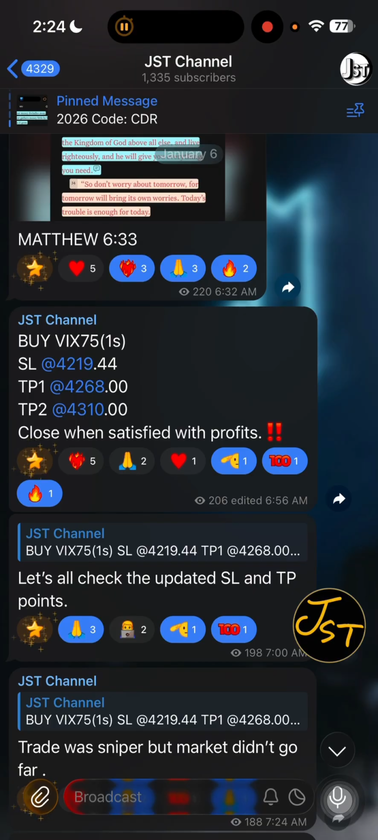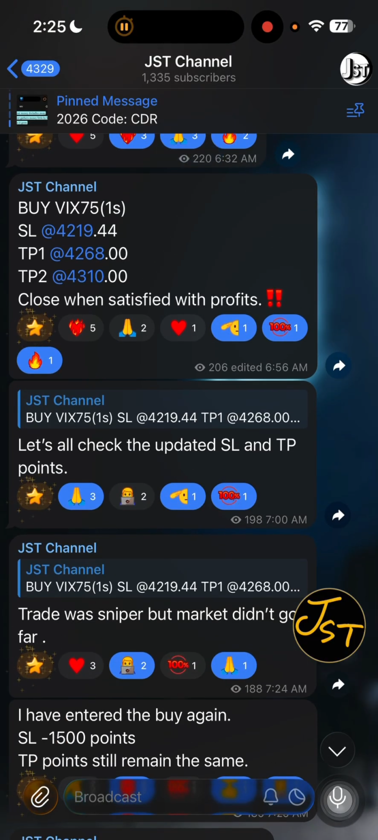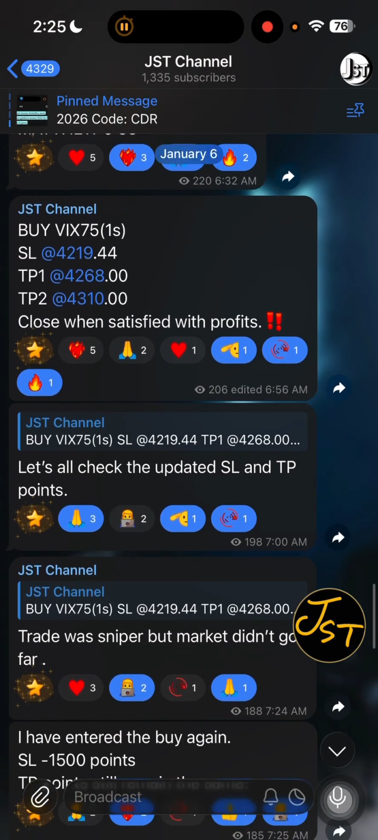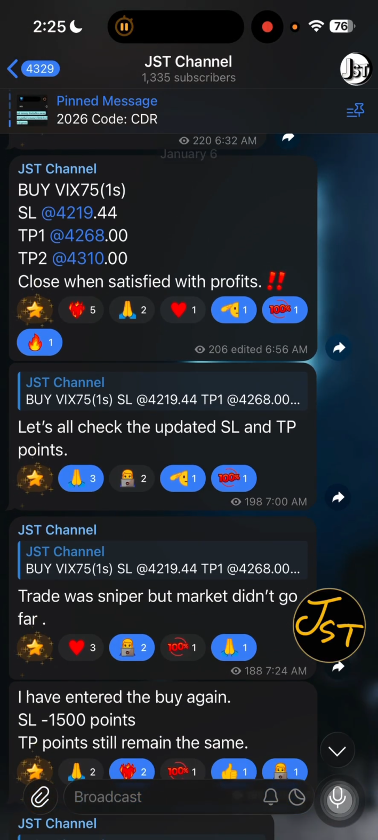So yesterday I called a trade, buy VIX 751S. All right, this was the SL 4219, and we all know, like I told you guys, SL for VIX 751S is always 1,500 points, right? SL for VIX 751S, 1,500 points. SL for Step Index is always 30 points, while SL for VIX 51S is 50,000 points.